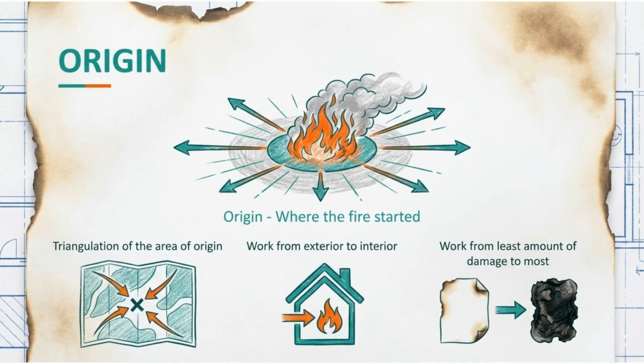Origin determination relies on triangulation, meaning multiple indicators are evaluated and followed back to a common area. No single indicator should be used in isolation. Investigators work from the exterior to the interior and from the least damaged areas to the most damaged areas. This systematic approach helps prevent premature conclusions. Origin determination is a methodical, evidence-based process guided by the scientific method, not assumptions.